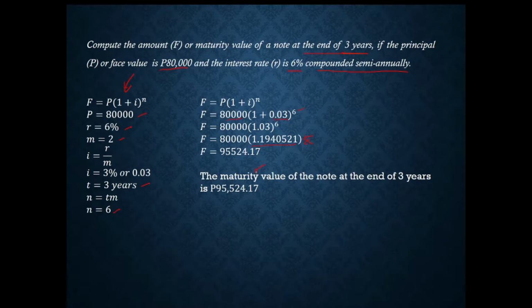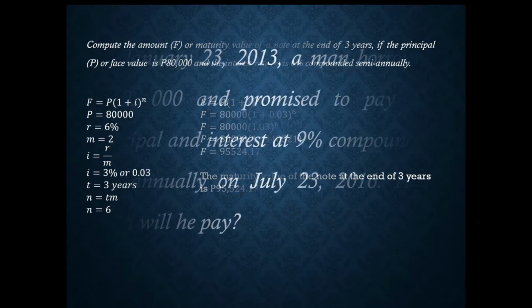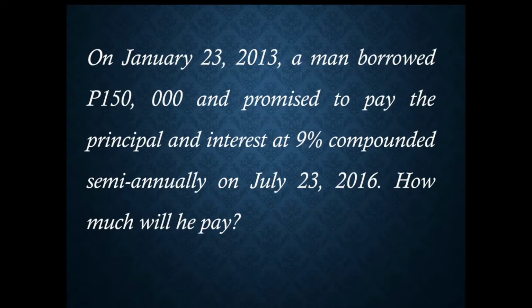95,524.17 pesos. Since we're only looking for the maturity value, you already have the value for that. If you would want to get the interest, the interest I would be equal to F subtracted by P. So you just subtract 80,000 from 95,524.17.